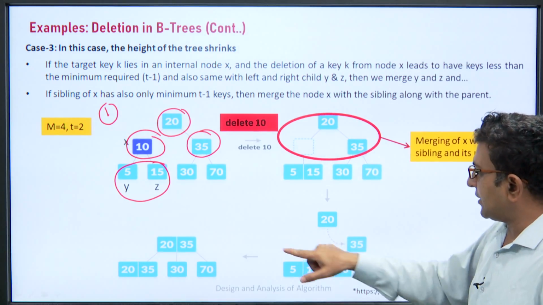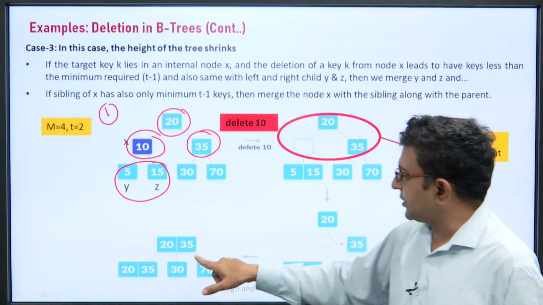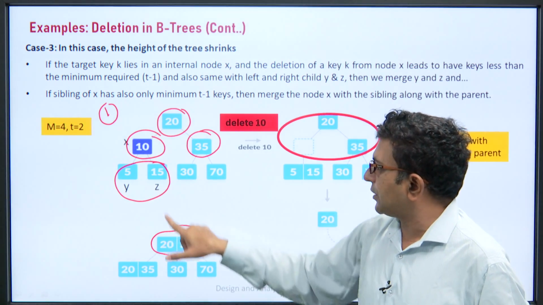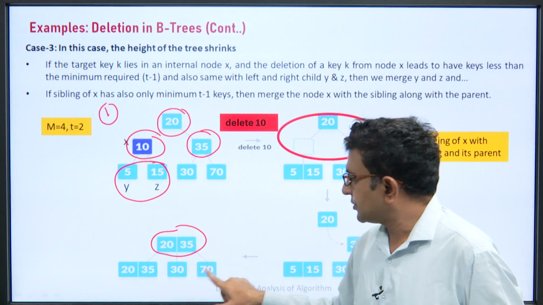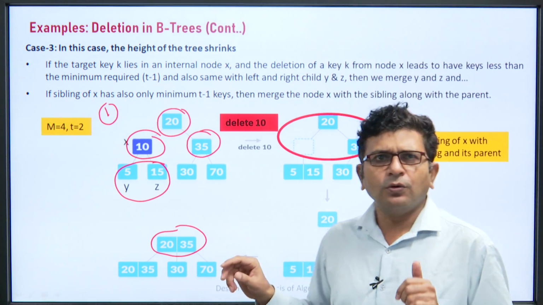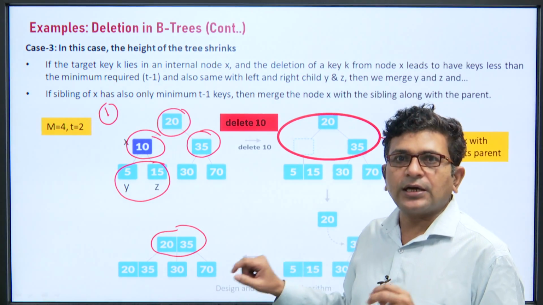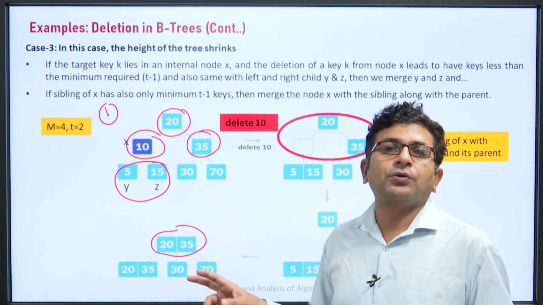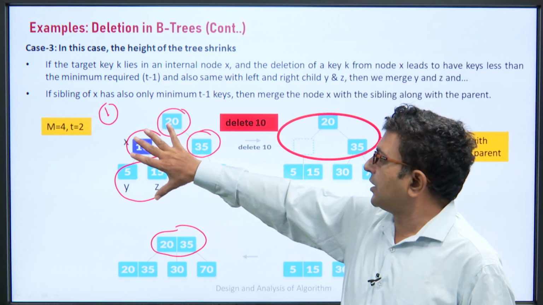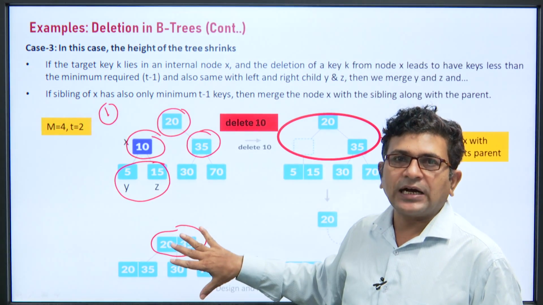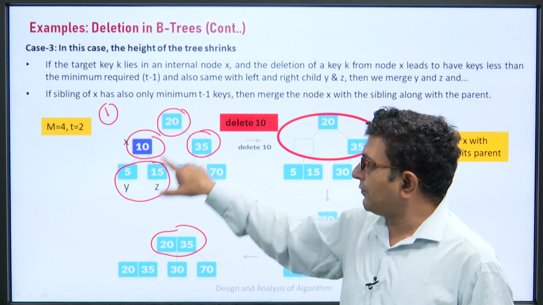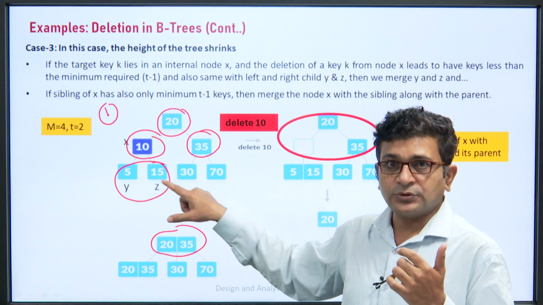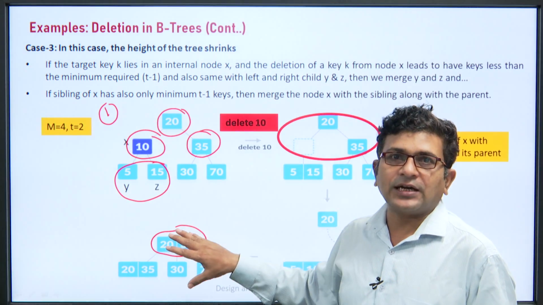So, what we get here, finally, after merging: the root node is having 20 and 35, 10 has been removed, and 5 and 15 have been merged. Just see here, the B tree property holds. How? This node is having 2 keys and it should have 3 child nodes. Earlier the height was 2 and now the height becomes 1. The number of edges in the longest path decides the height of the B tree. So, here the height is 2 while here the height becomes 1.